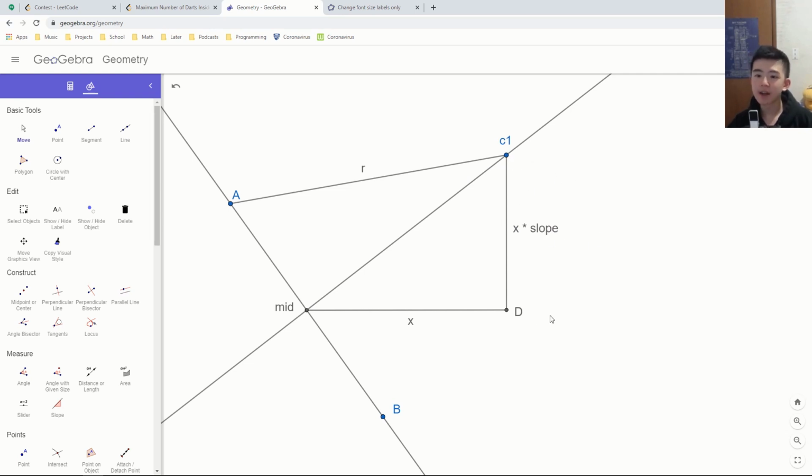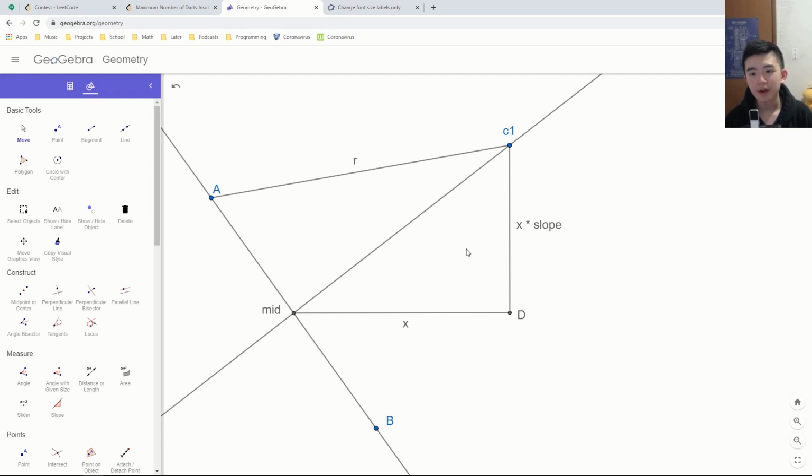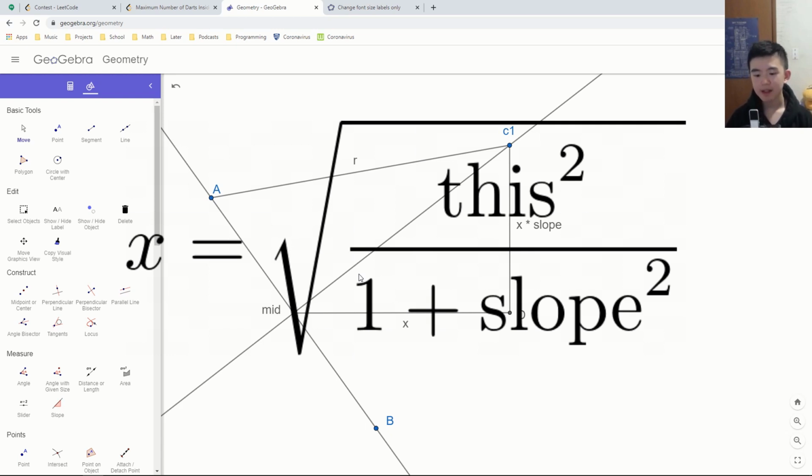It's like rise over run, right? So we know that the sum of the squares of these two legs equals the distance between the midpoint and the center, and we already found that in the previous calculation. So we know that x squared plus (x times slope) quantity squared equals this length squared. And that means if we do some algebraic manipulation, we know that x equals the square root of this distance squared over 1 plus slope squared.